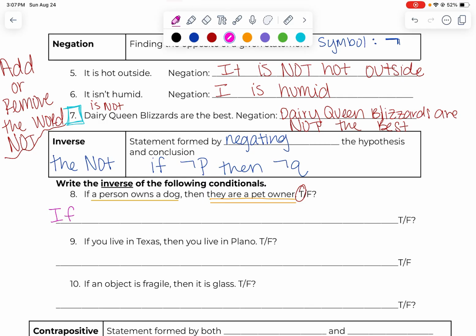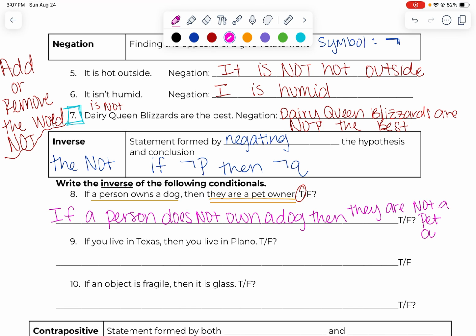If, now we're going to add the word not to our hypothesis. A person does not own a dog. Then we have to add the word not to the conclusion. They are not a pet owner. So if a person does not own a dog, then they are not a pet owner.